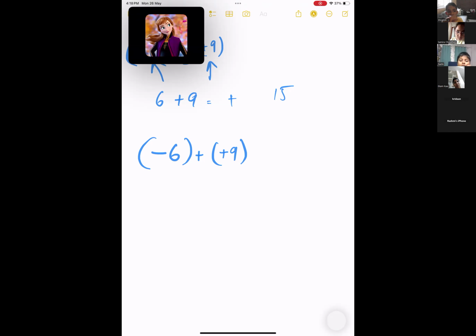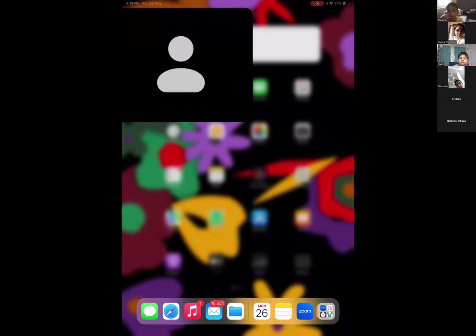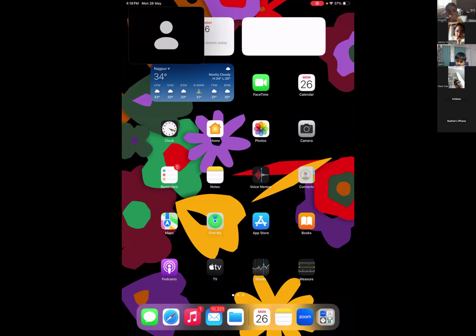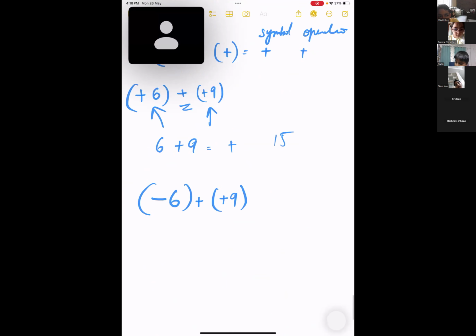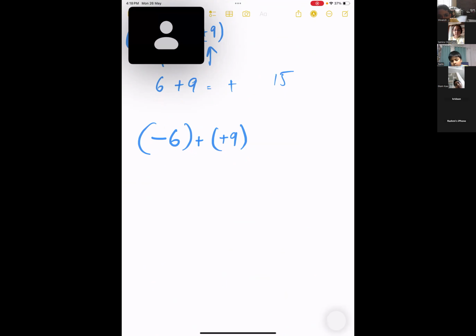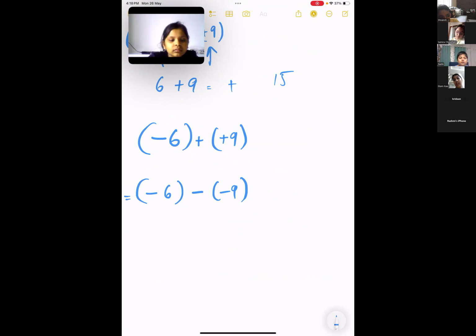Chat box. Ma'am, the answer is +3. Yes, the answer is +3. Okay. So I hope everyone got this one right. Now let me give you a little complex one. I got it wrong. That must be a silly error. Try to do this again.